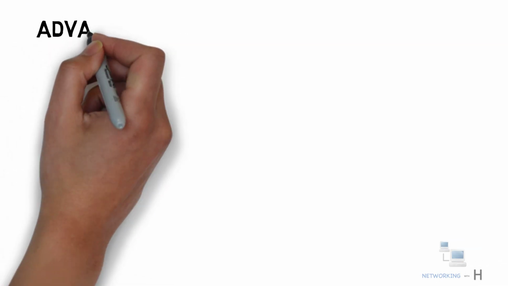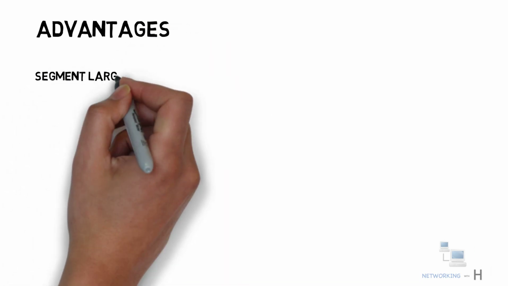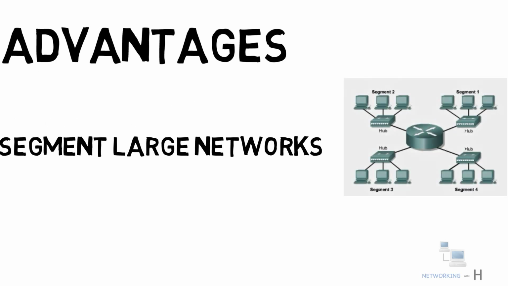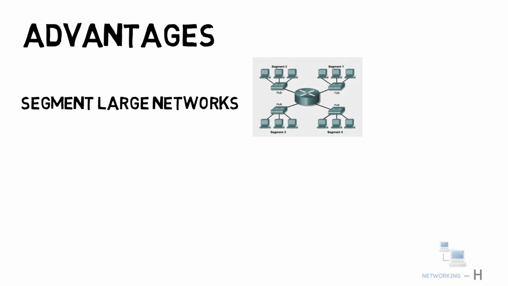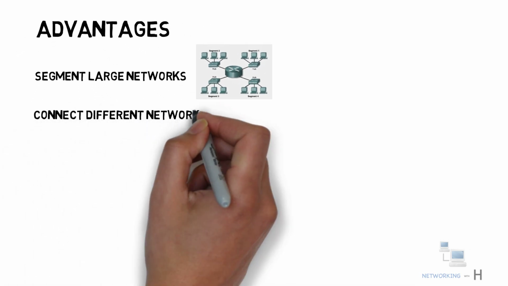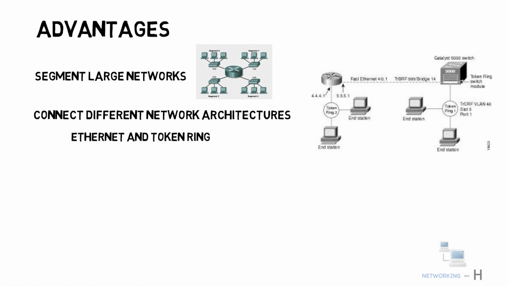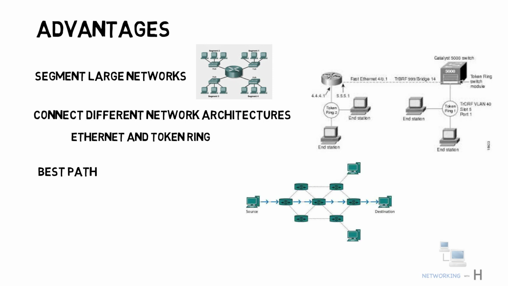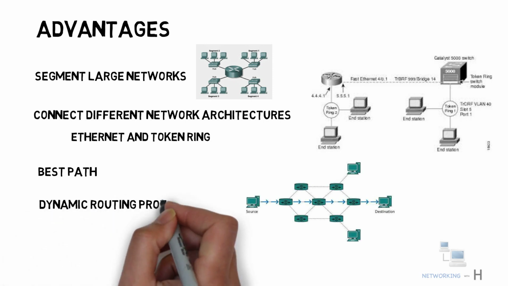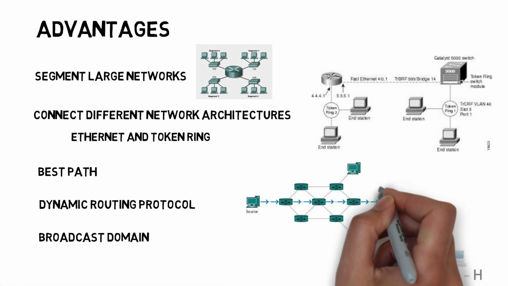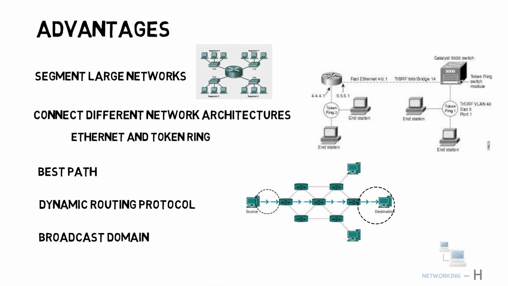Last, we'll discuss the advantages of using routers in the network. Routers are used to segment large networks into internetworks made up of smaller networks that are easier to manage. Routers can connect different network architectures such as Ethernet and Token Ring. Routers can choose the best path across the network using dynamic routing techniques. Routers reduce network traffic by creating broadcast domains. All ports on a router are in different broadcast domains, and routers don't forward broadcasts from one broadcast domain to another.